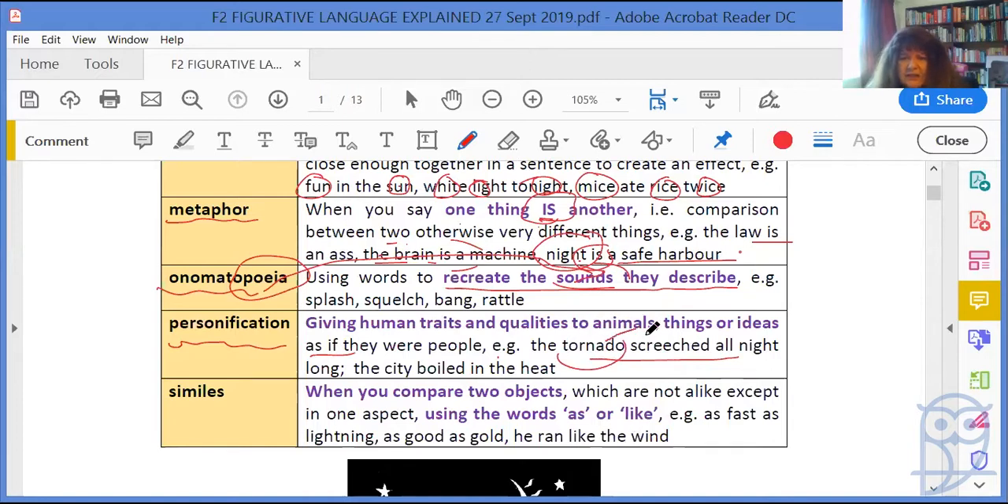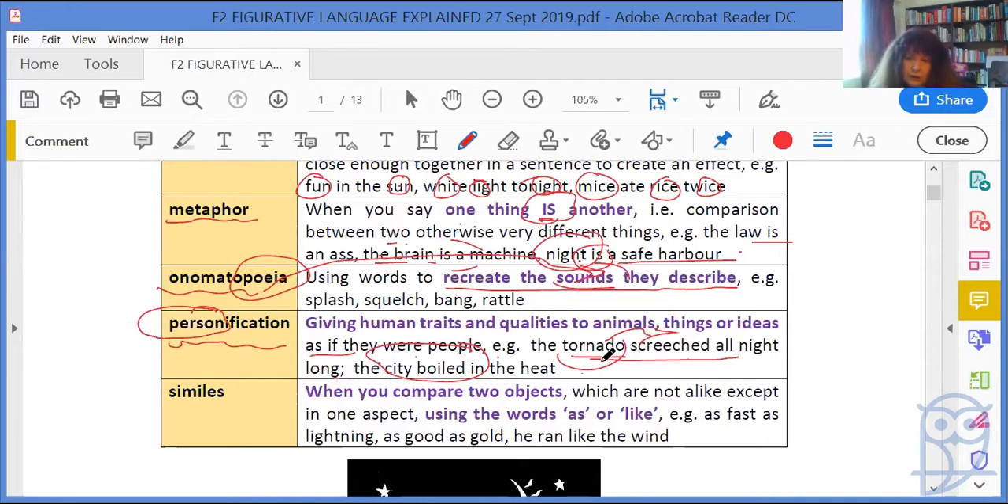So does a tornado screech? Can a tornado speak? No, we're attributing some quality of humanness to this tornado. So the tornado screeched all night long. So we know it was very noisy, very loud. Okay, so only people screech, scream, and cry. The city boiled in the heat. Can a city actually boil? Do we put it in a pot and boil it? No, we do not. A person can say, I'm boiling or I'm freezing. But we're making the city a bit like a person, and we're saying the city boiled in the heat.